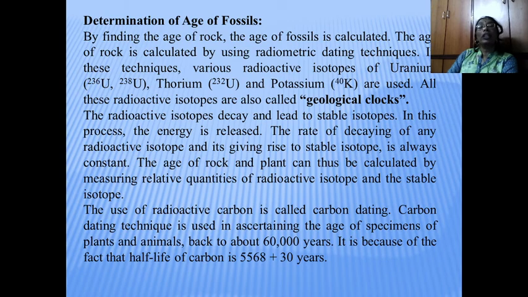The radioactive isotopes decay and they lead to stable isotopes. In this process, the energy is released. The rate of decaying of any radioactive isotope and its giving rise to stable isotope is always a constant. The age of rock and plant can thus be calculated by measuring relative quantities of radioactive isotope and a stable isotope. The use of radioactive carbon is called carbon dating. Carbon dating technique is used in ascertaining the age of specimens of plants and animals back to about 16,000 years. It is because of the fact that half-life of carbon is 5,568 plus or minus 30 years.